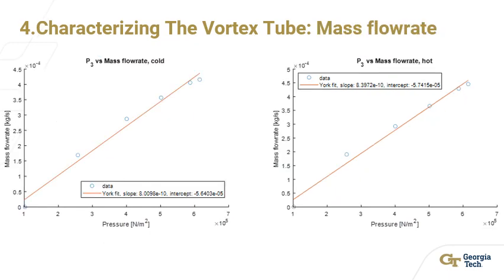These plots characterize the mass flow rate of the air exiting the vortex tube. We see that the mass flow rate exiting the vortex tube on the cold and hot side both increase with increasing input pressure. This is as expected. Interestingly, the hot air flow rate is slightly higher across the pressures. This is likely due to the vortex tube's internal mechanism of separating hot and cold air.